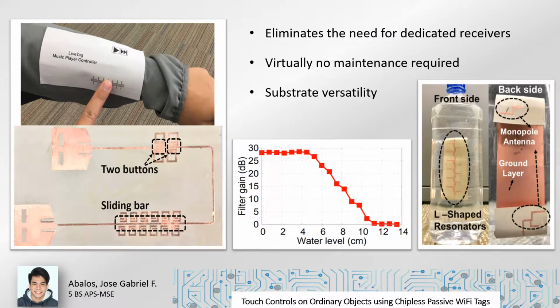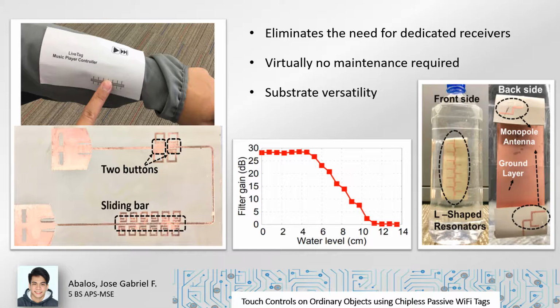What makes LiveTag unique? LiveTag eliminates the need for dedicated receivers. It utilizes Wi-Fi receivers like smartphones, which have other functions and are not solely made to receive signal distortions made by the tag. The tag is also virtually maintenance-free. LiveTag does not make use of any batteries or any bulky electronic components. It is just printed on a substrate, then it is already good to go.